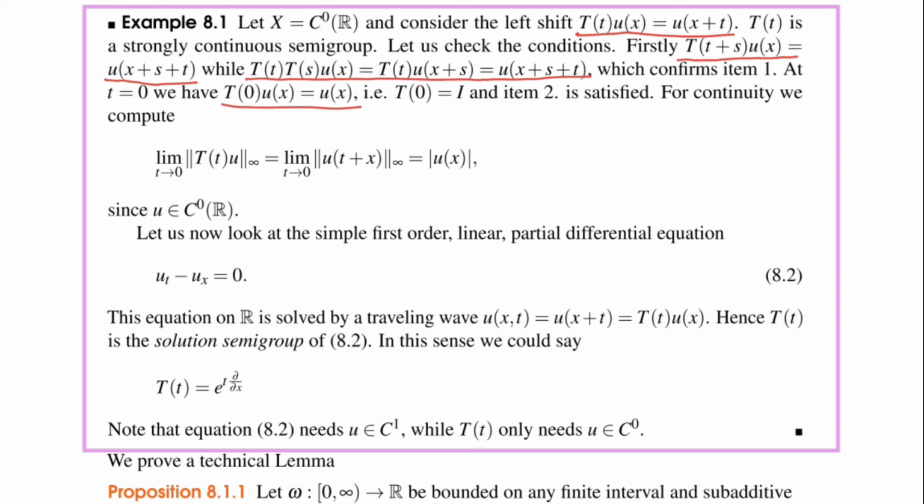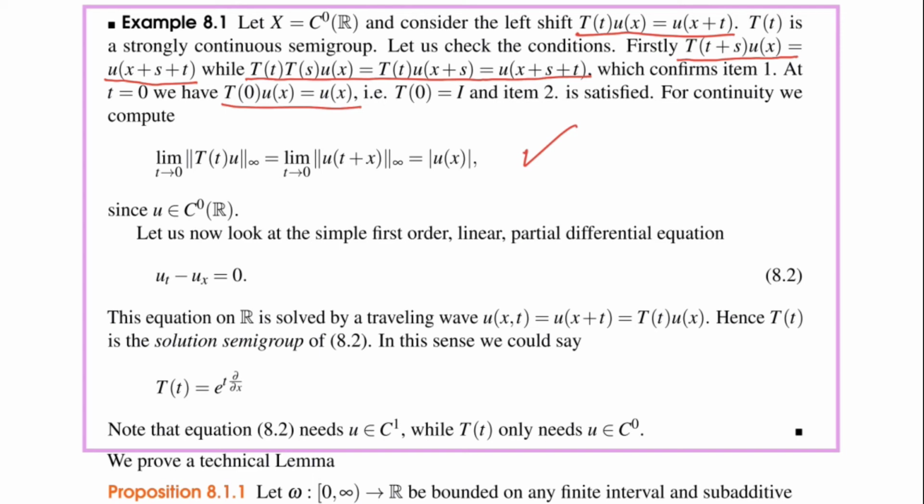And for continuity in t, we can simply compute the limit t to 0 of T(t)u, which is, of course, the limit as t goes to 0 of u of t plus x. And now u is continuous, as we assumed, so that is satisfied too. Okay, so the left shift is a strongly continuous semigroup, and the right shift would be as well.